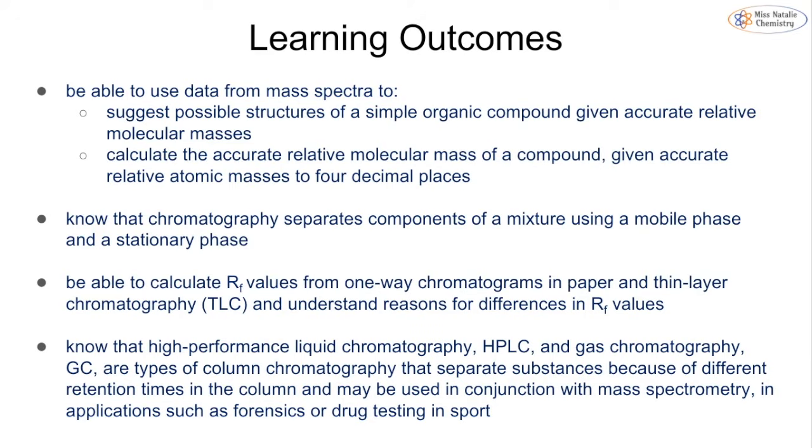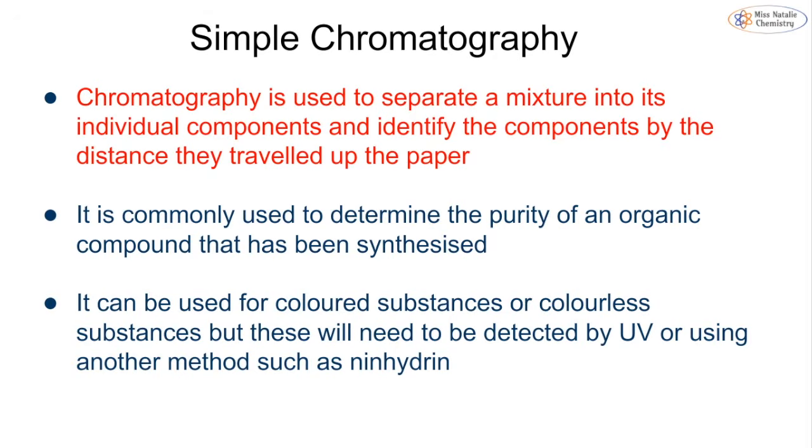how we can use RF values in paper chromatograms and thin layer chromatography, or TLC, and understand why different substances have different RF values, and then look a little bit at HPLC and GC in terms of being types of column chromatography and how they are using retention times to be able to identify substances.